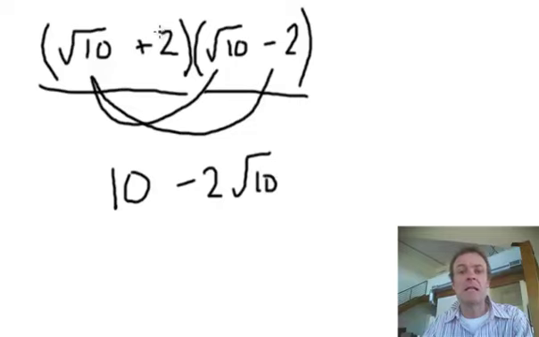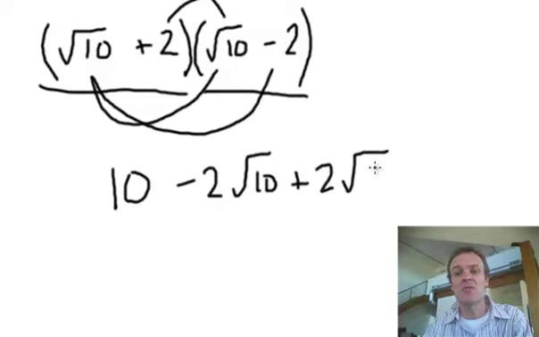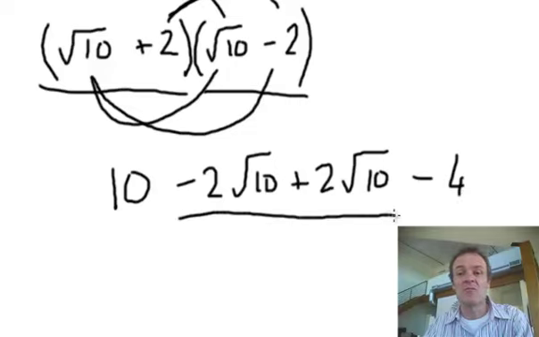Okay? Now, what's the inner? What's positive 2 root 10? It's just positive 2 root 10. I can't combine 2's and root 10's. Okay? And finally, what's the last? What's 2 times negative 2? It's negative 4.